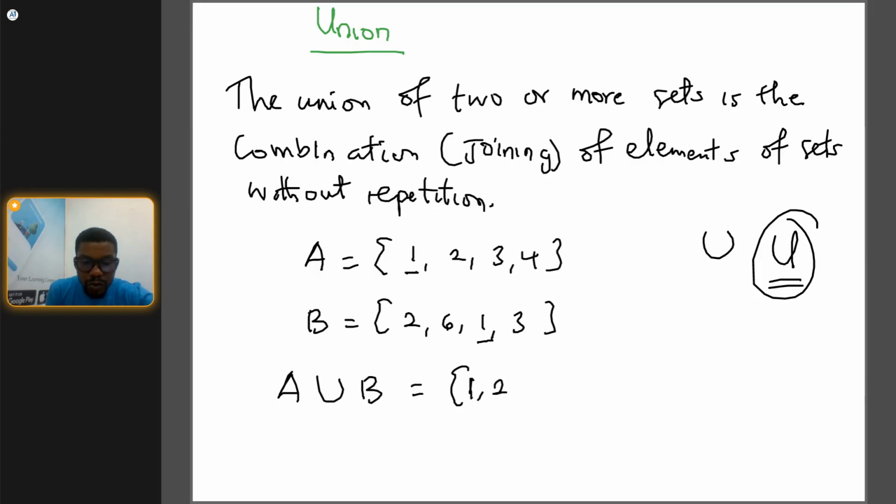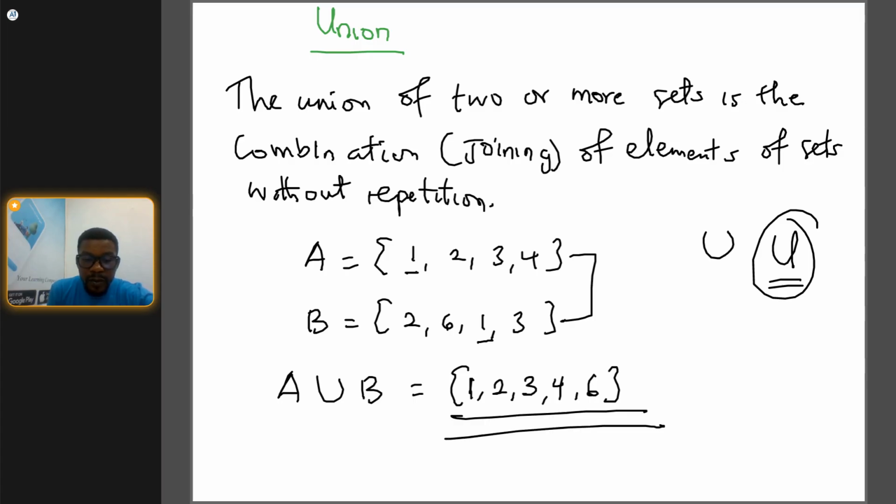The next one will be 2, followed by 3, followed by 4, and followed by what? 6. So the combination of sets A and B as a union is 1, 2, 3, 4, 6. That is the union of A and B.